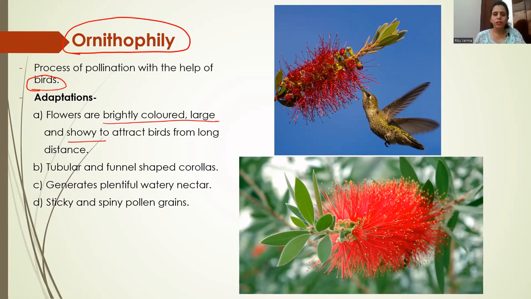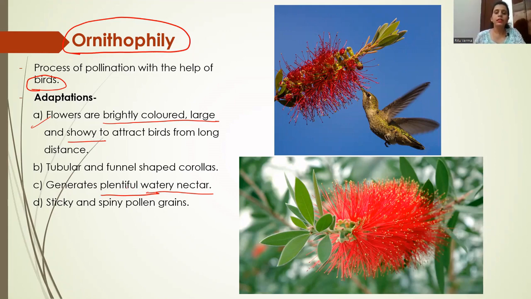The next adaptation is that even if these flowers are bright in color, large and showy, the birds move towards them because these flowers in return provide some reward to the birds. The most common reward is food in the form of watery nectar and edible pollen grains. So all these flowers which are pollinated by birds produce plentiful watery nectar. These birds generally move towards the flower in search of food, in order to drink nectar from these flowers.